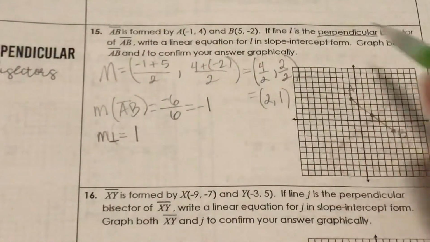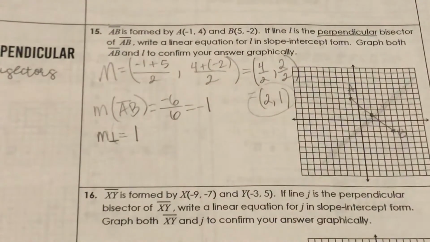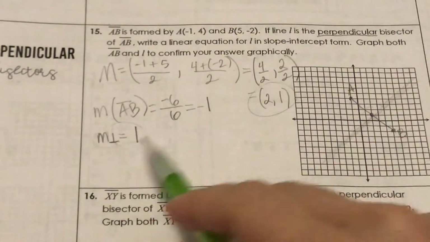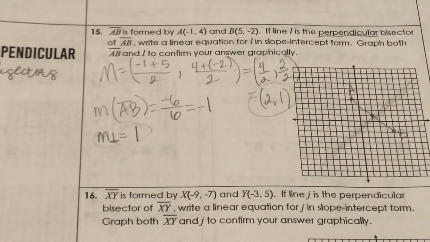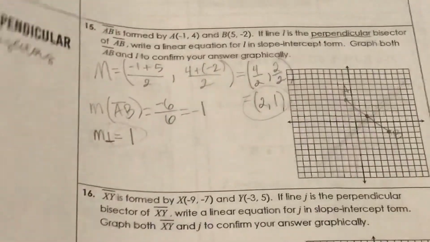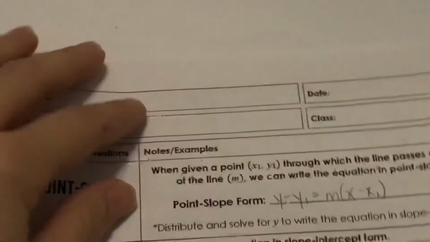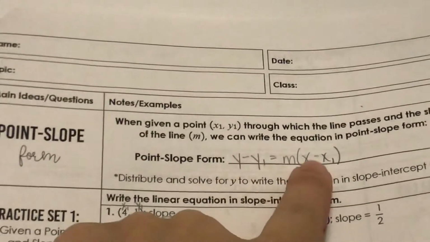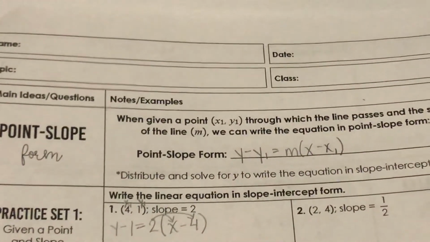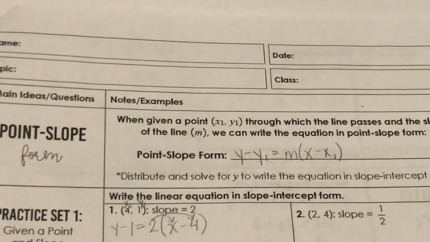All right, so we know a point that this line goes through. We know the slope. So now we can plug that into the point-slope formula, which we talked about last class, and plug it in and see what that equation is going to be.